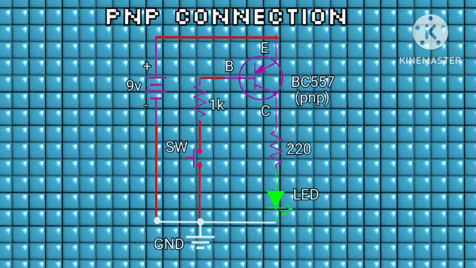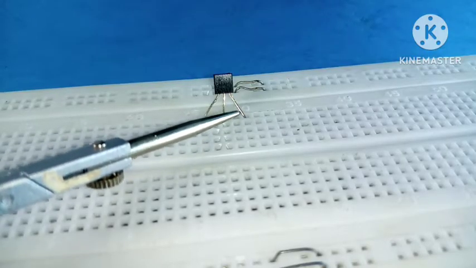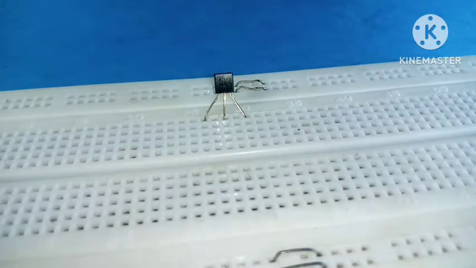Like I said earlier, the connection for a PNP and an NPN transistor is just the opposite. You can see we have the positive supply coming into the emitter pin, and we have the base going into ground, and then we have the resistor before the LED at the collector pin, and then we have the cathode connected to the ground. So here is a BC557 transistor, and it's a PNP transistor.